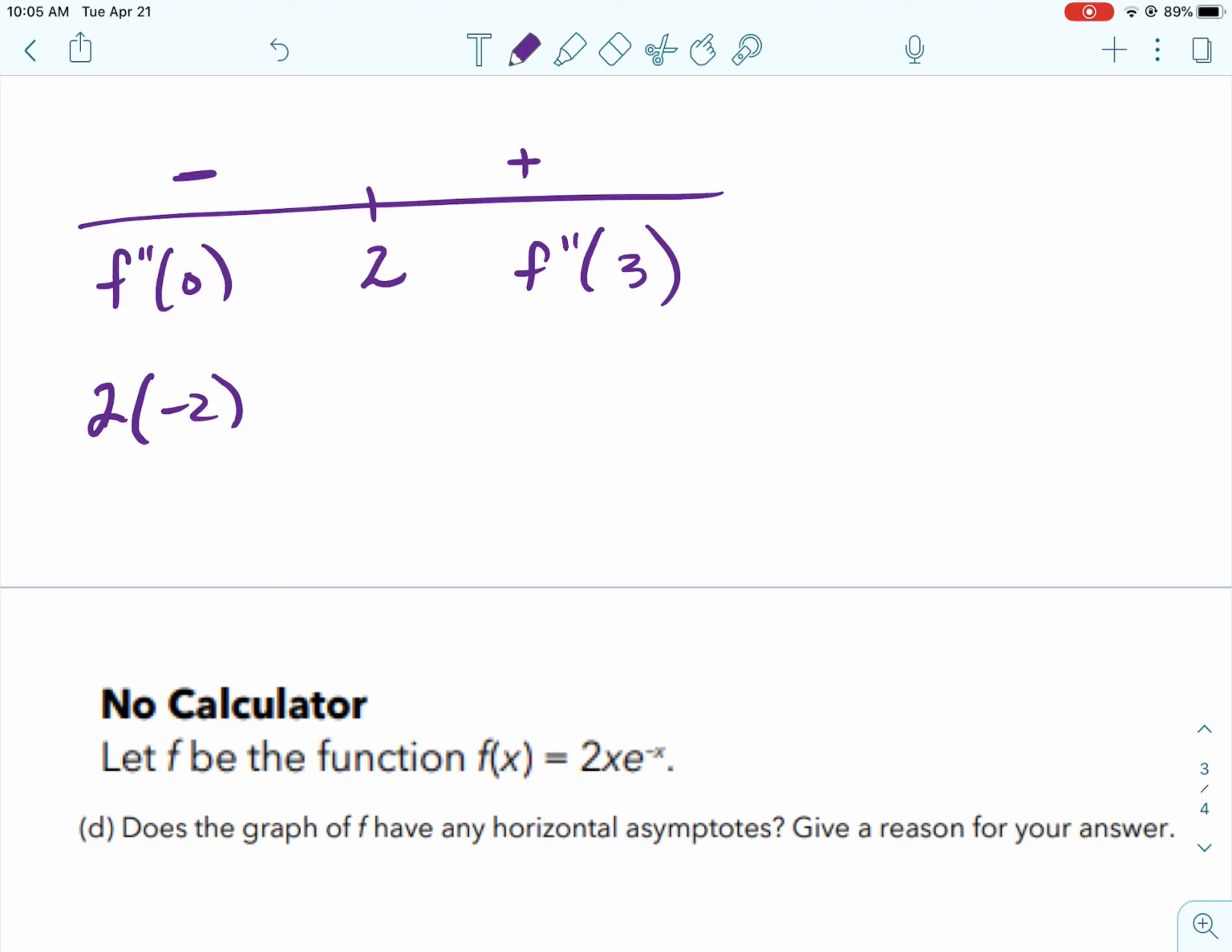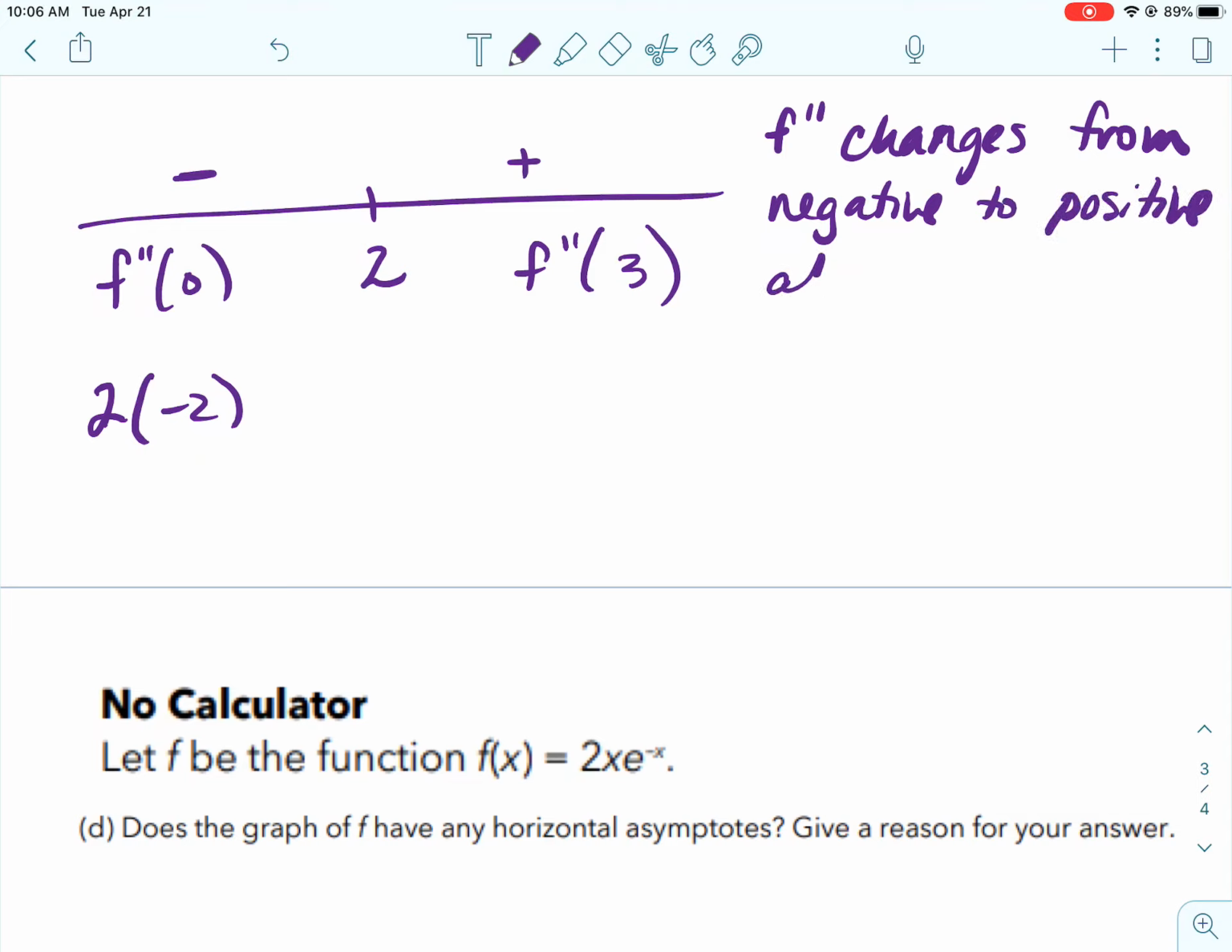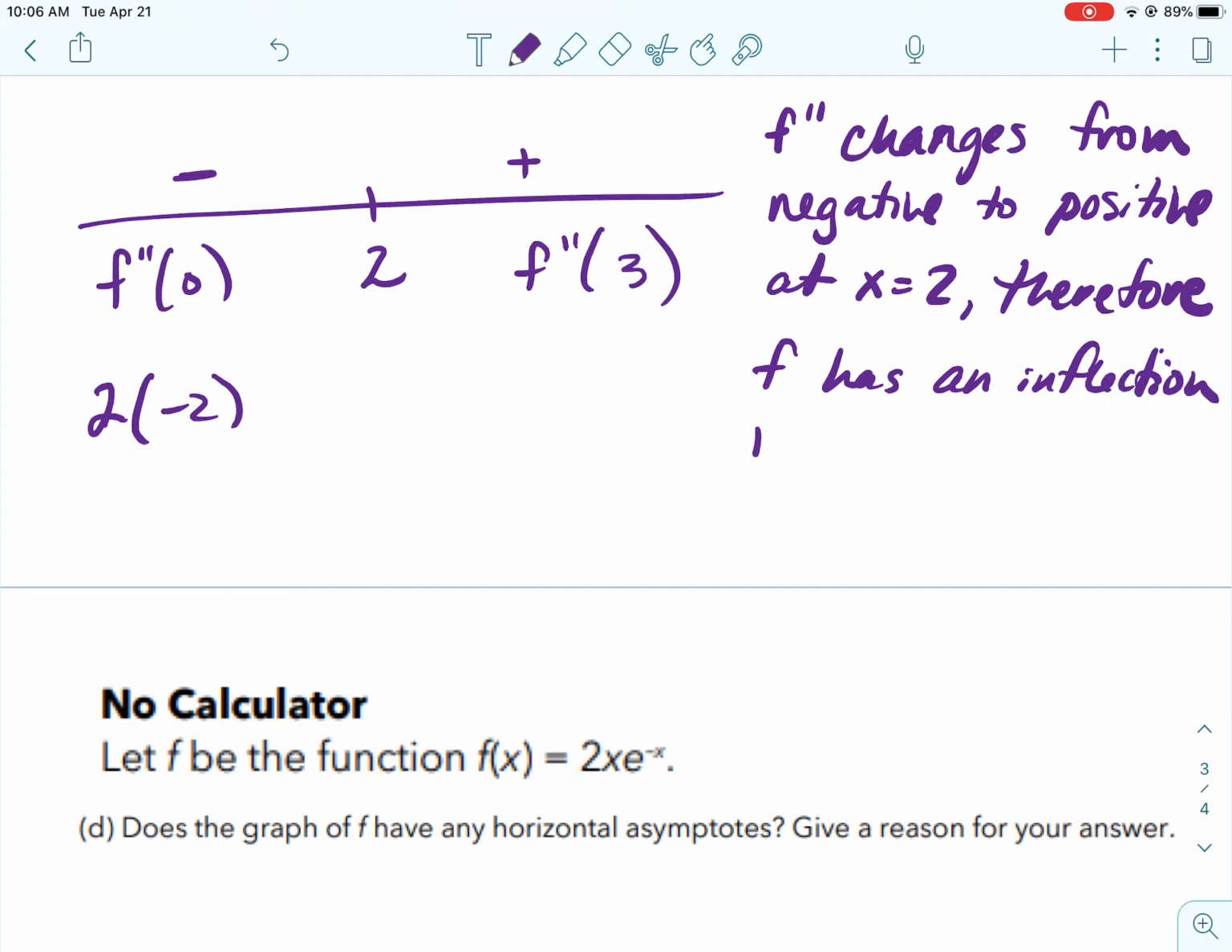And again, that is acceptable work to show, but not acceptable justification to show. So we are going to need to write a statement about the second derivative and about whether or not 2 is a critical number. So because the second derivative changes sign at 2, then f has a point of inflection at x equals 2. So f double prime changes from negative to positive at x equals 2. Therefore, f has an inflection point or a point of inflection.